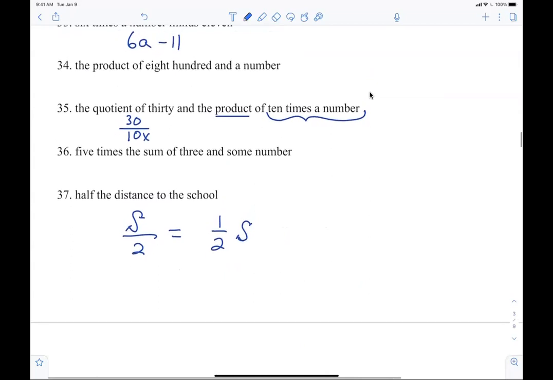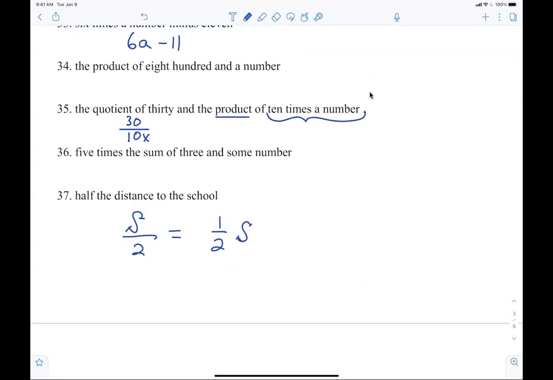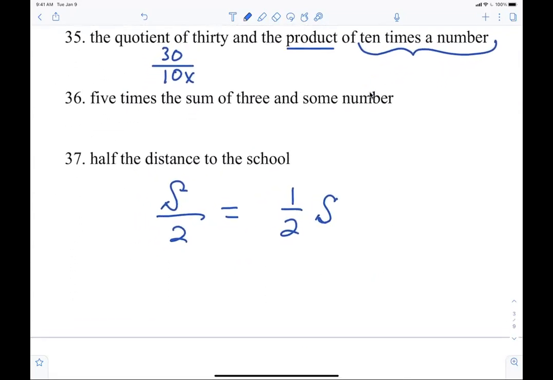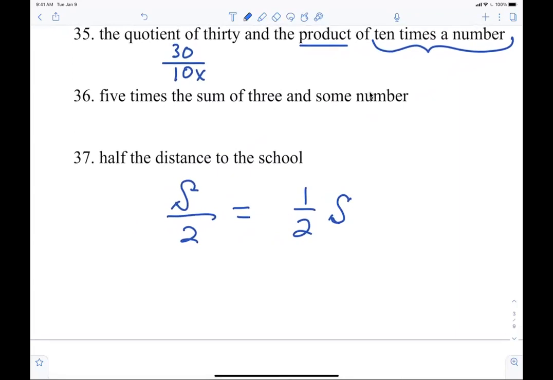All right, now we're on 36. Kelby, 36. Yes. 5 times 3 plus x. All right, this one's a hard one, okay? So I want you to concentrate with me. Do you see how it says times and sum right next to each other? That requires a parentheses. All right, that was hard.